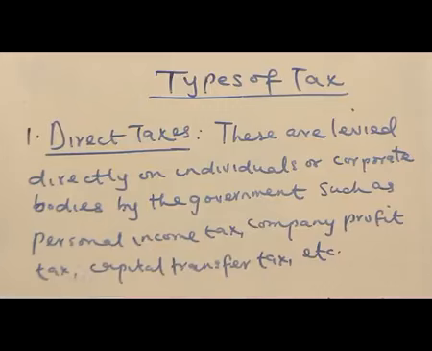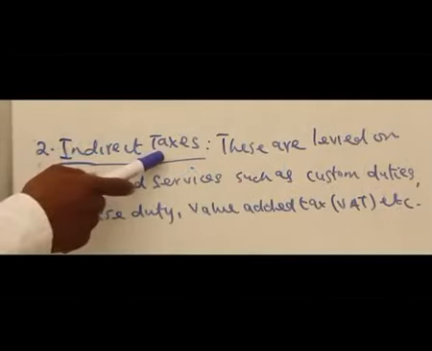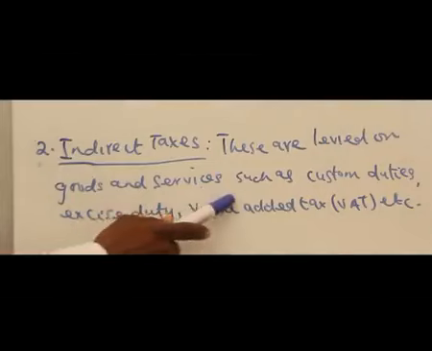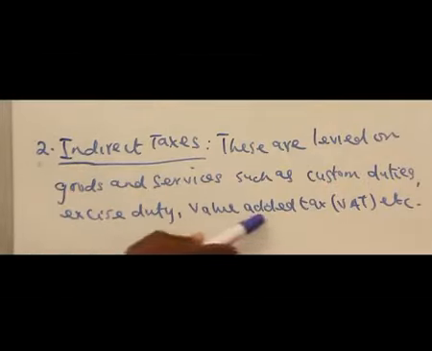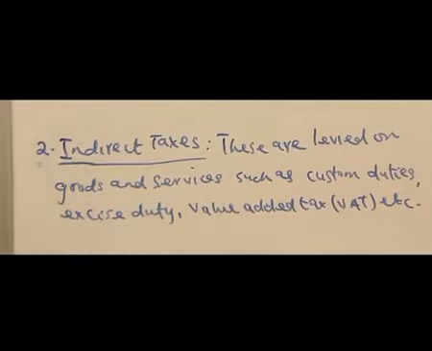And when you say capital transfer tax, it is a situation where you're trying to transfer your share capital from one level to another, or your capital from one place to another, right? So we are going to pay tax. That's why they call it capital transfer tax. Number two, indirect taxes. These are levied on goods and services, such as customs duties, excise duties, value-added tax that we call VAT. So we're talking about indirect tax.